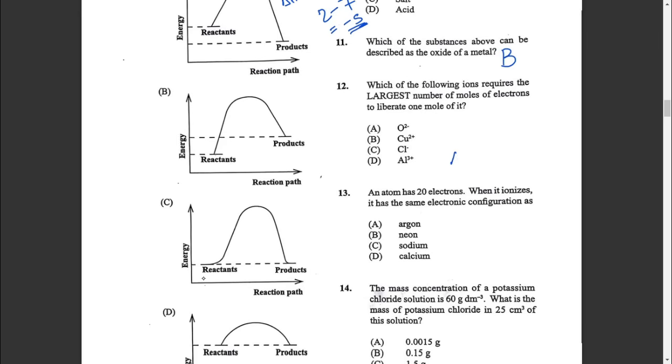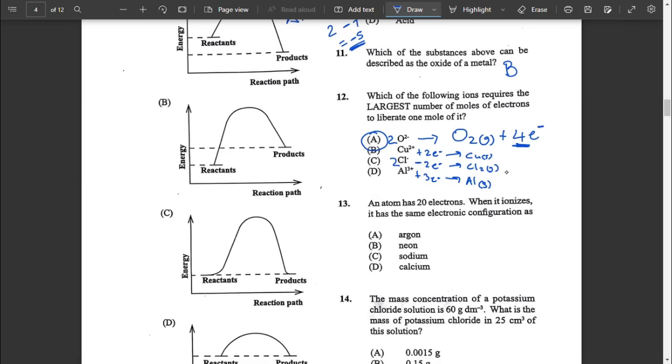So aluminum is Al3+. It needs 3 electrons to form the aluminum metal. So it requires 3 moles of electrons. So that's D. And an atom has 20 electrons.